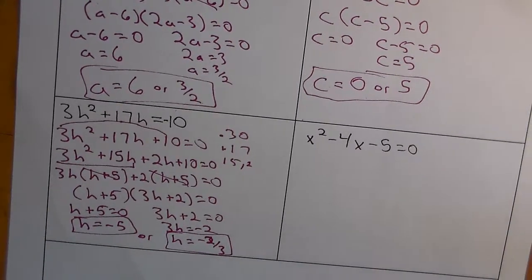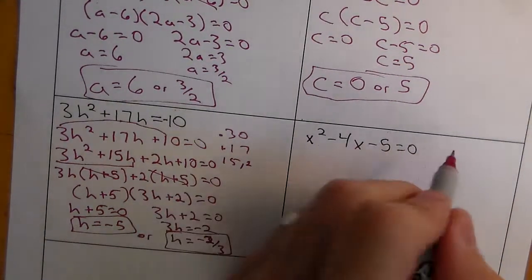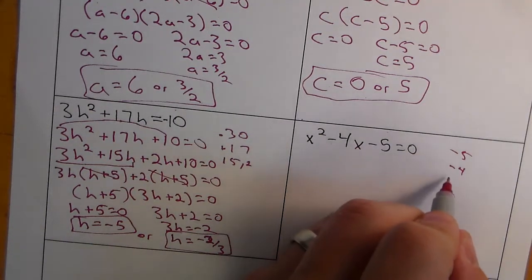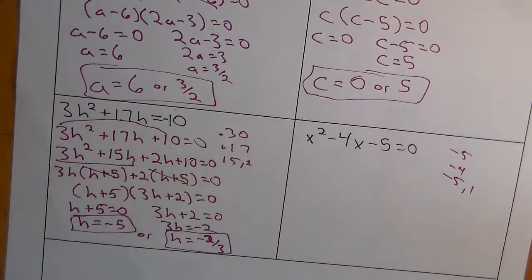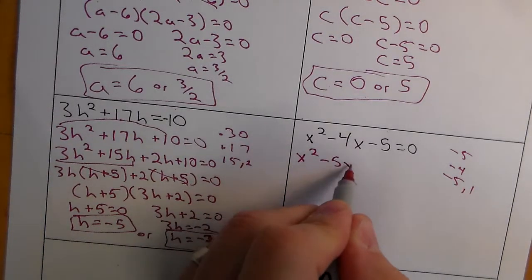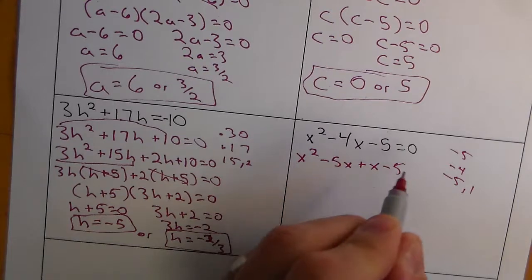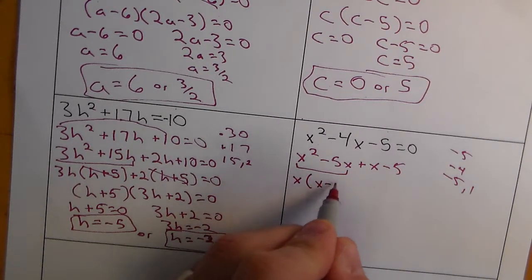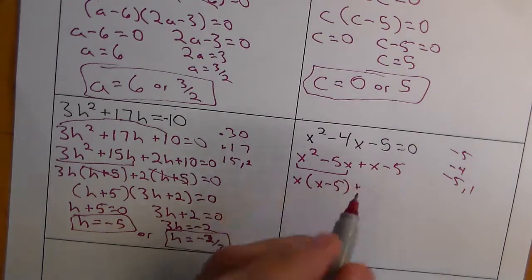Last, x squared minus 4x minus 5. Multiply to negative 5, that adds to negative 4. I'm thinking negative 5, positive 1. So x squared minus 5x plus x minus 5. We're going to factor an x out of the first two. Leaves us with x minus 5.